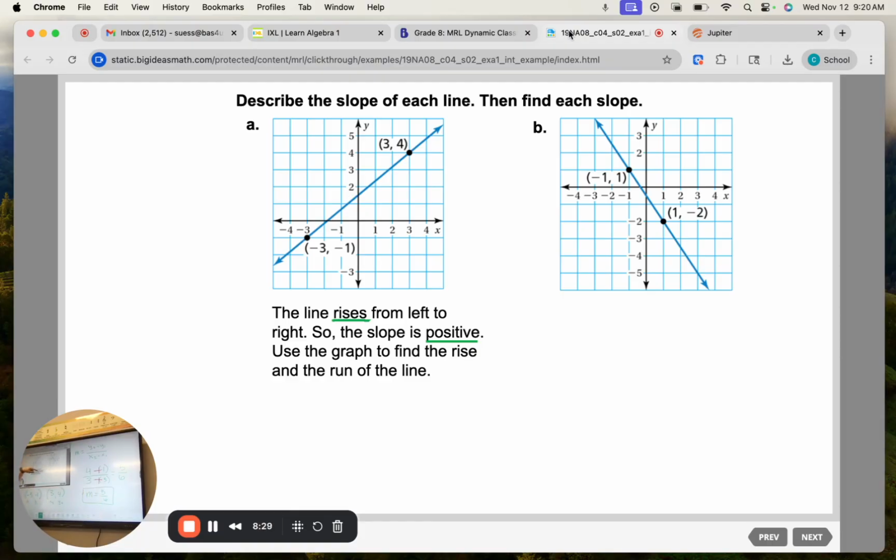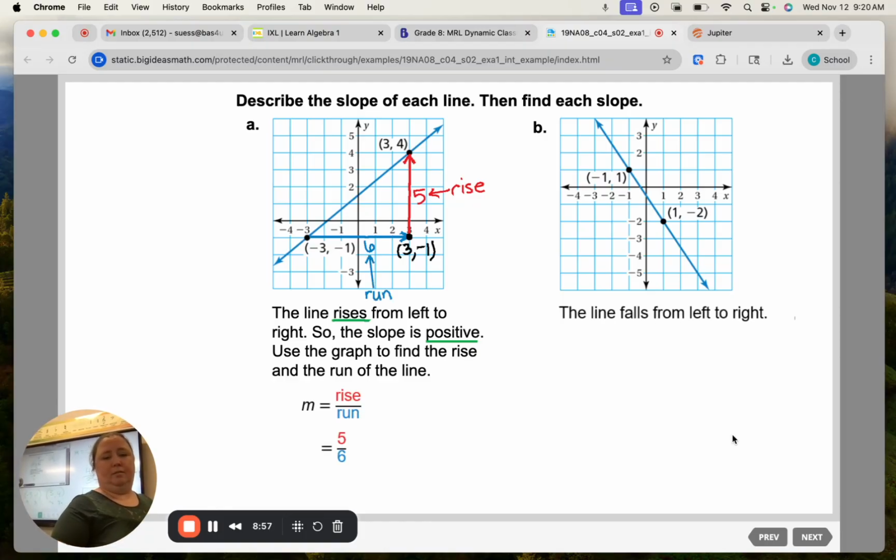Define it, which was positive, and then describe it, which was positive, and then find the slope, which was 5 over 6. If I click through, you'll see they got the same answer, even though it looks harder, the way they did it. Well, they counted. They didn't even do the math. So they counted the run, 1, 2, 3, 4, 5, 6, put it on the bottom, and then counted up to 5, put it on top. But they're going to want you to do the math anyway, so.